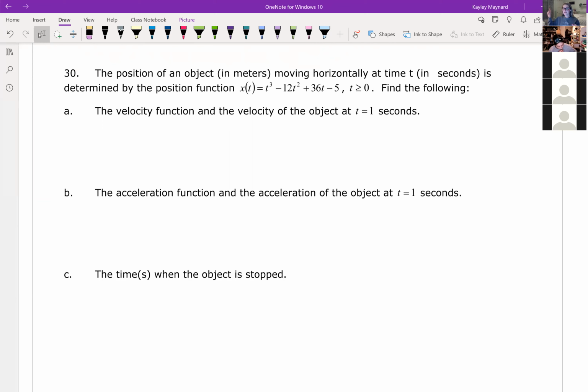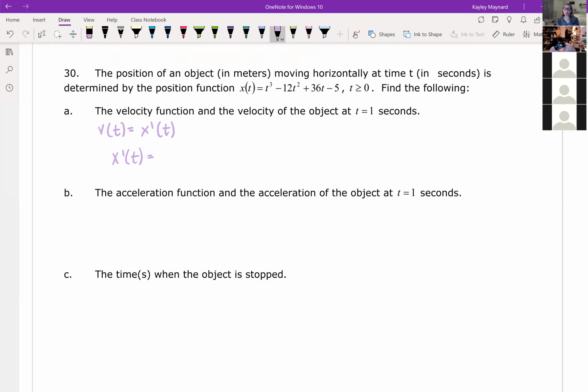Acceleration is the derivative of velocity. Okay, so I'm going to write that down. So v of t is equal to x prime of t, because our position function is given up here as x of t. So velocity is the derivative of position, always. Acceleration is always the derivative of velocity. So let's go through that. So all we have to do is find x prime of t.